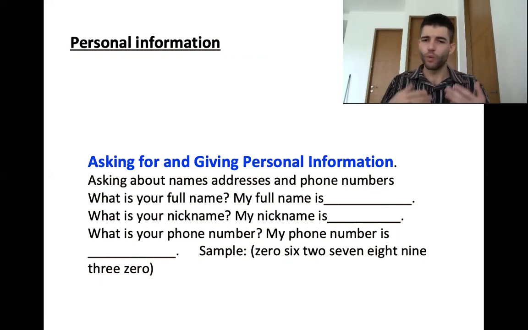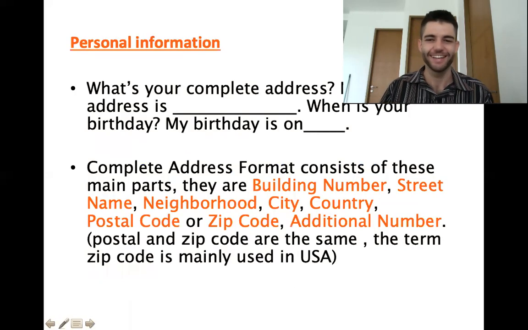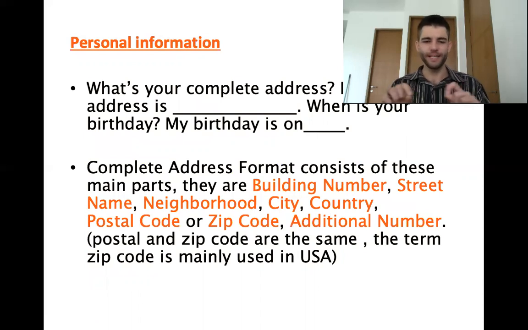And then it says, what is your phone number? So when someone asks, what's your phone number? You can say, it's 062278930. I think this is quite easy for you guys to do. And then we have more personal information. So someone would say, what's your complete address? So the word complete means your full address.